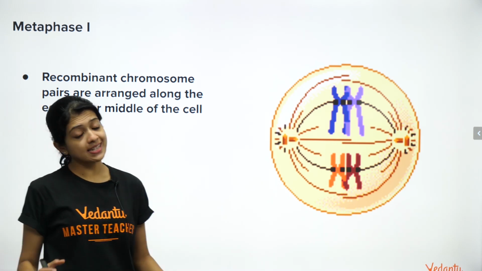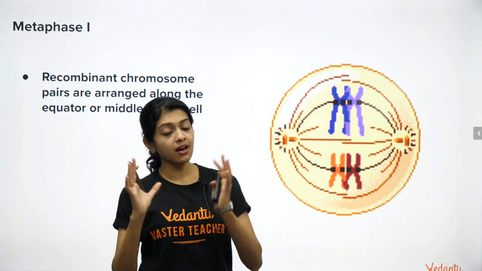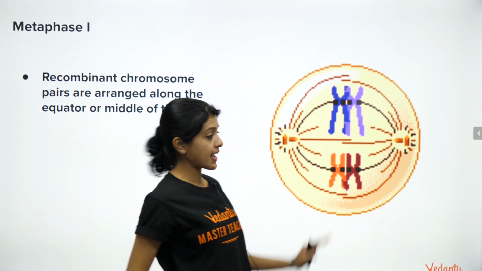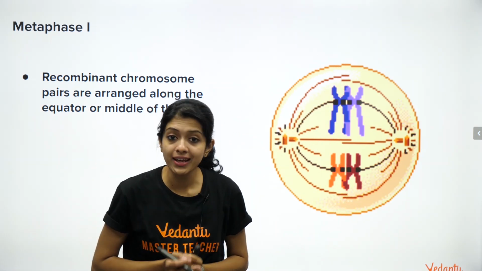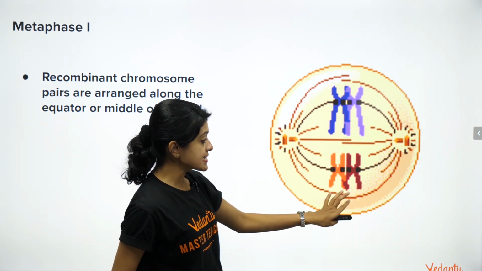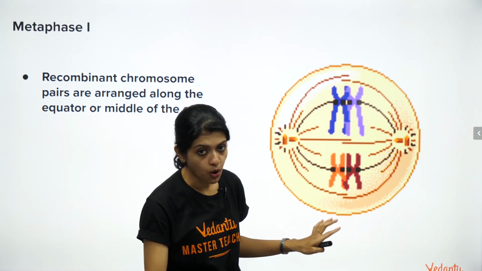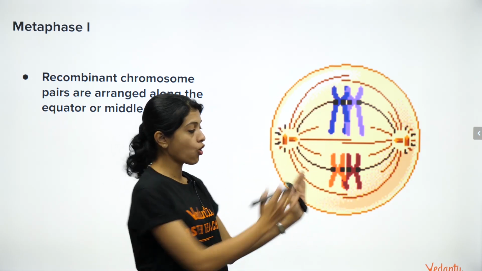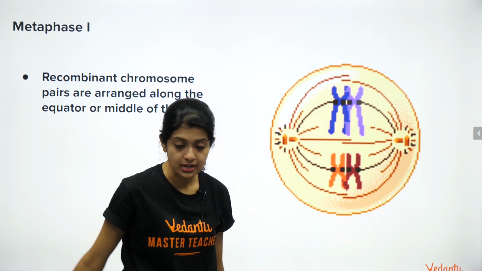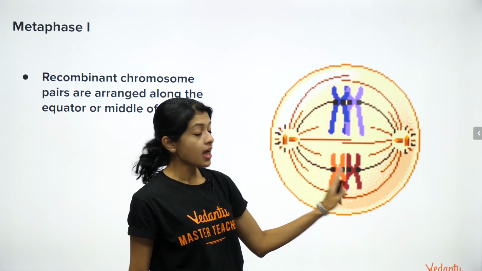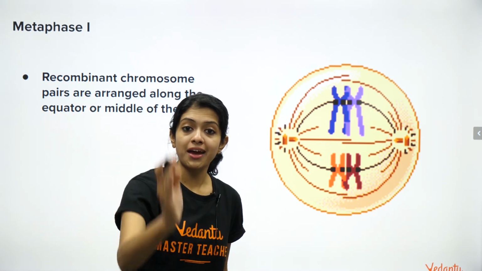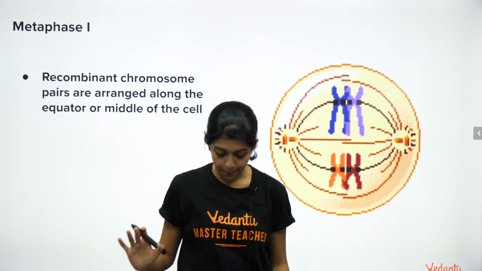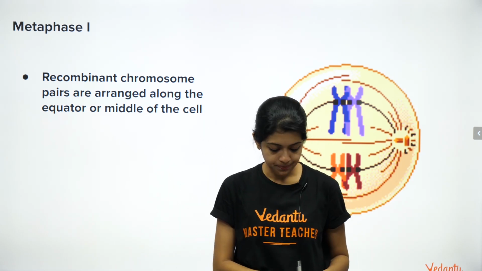And what happens here, just like in prophase, here also meta refers to middle. As you can see in this picture, these are the two poles of the cell. This is the middle or the equatorial line of the cell. And these are the recombinant chromosomes, which are still in pairs, that are lined up along either side of the equator. These are the recombinant chromosomes which arrange themselves along the equator of the cell. This is what happens in metaphase 1.